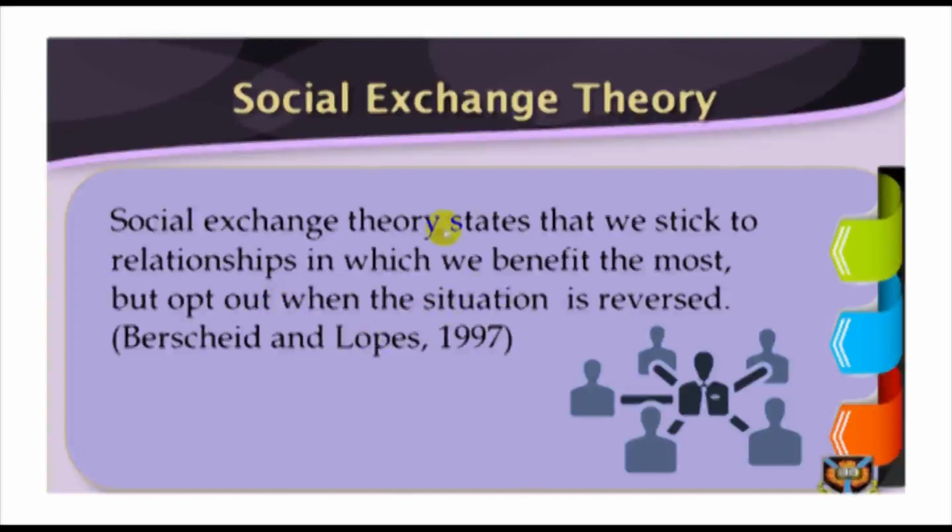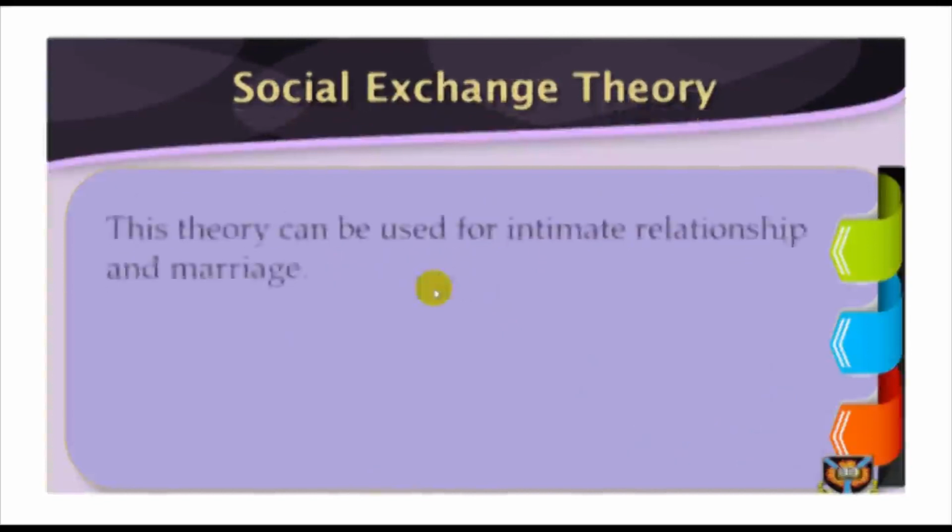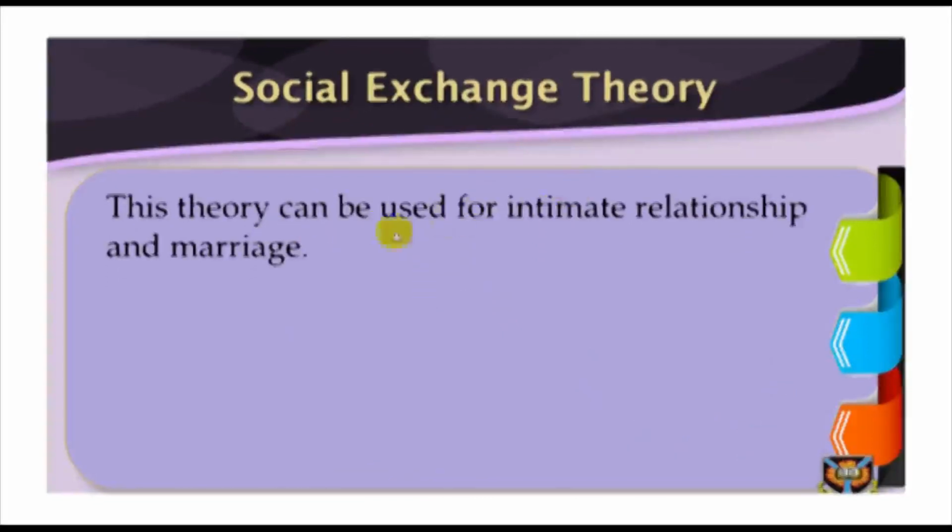Social exchange theory states that we seek out and maintain those relationships in which rewards exceed the cost and opt out of the relationships when the situation is reversed. This approach sees interaction from an economic bargaining perspective, where people seek to maximize pleasure and minimize pain, and as such, people will always be attracted to individuals who can offer them the highest reward with minimal input.